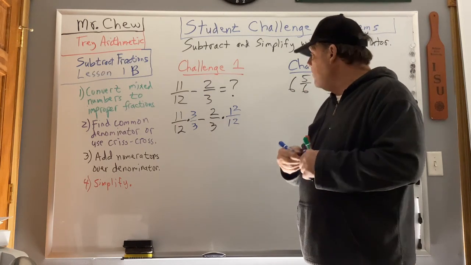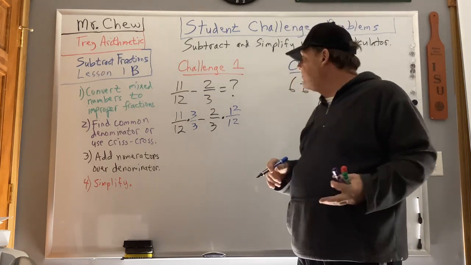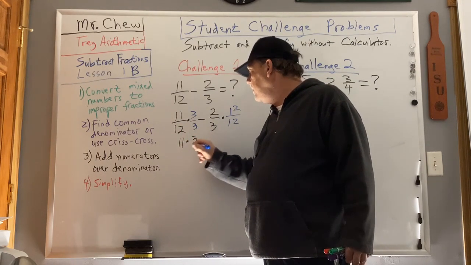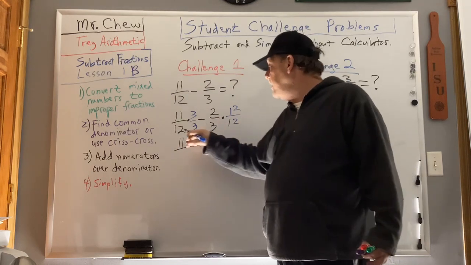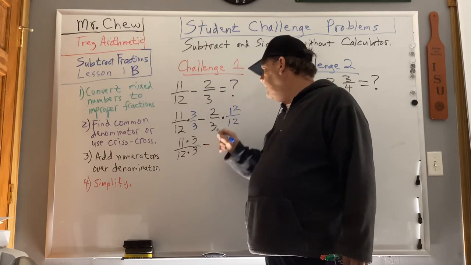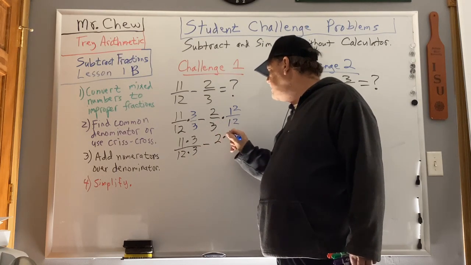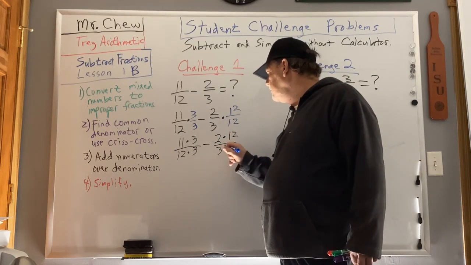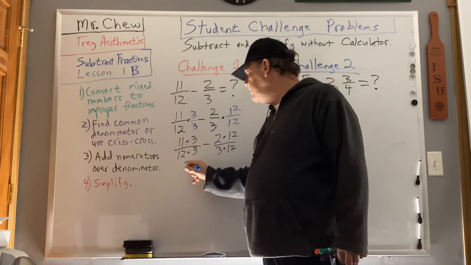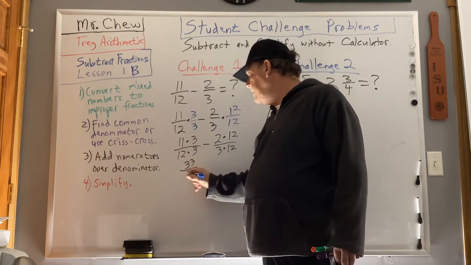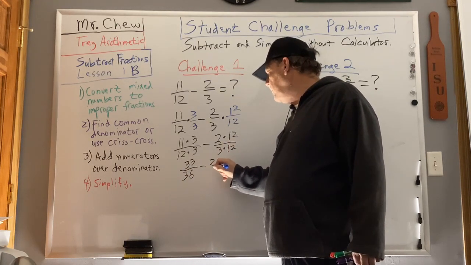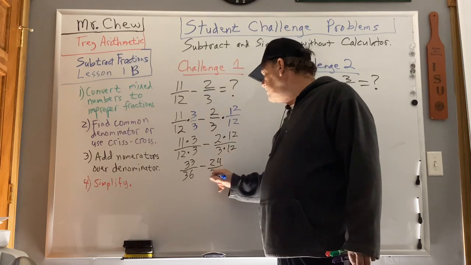Okay? So once you're multiplying two fractions, I multiply across the numerator, and then multiply across the denominator. It's going to be 2, and I use a raised dot for multiplication. And now I simplify it. 11 times 3 is 33, over 12 times 3 is 36, minus 2 times 12 is 24, over 3 times 12 is 36.